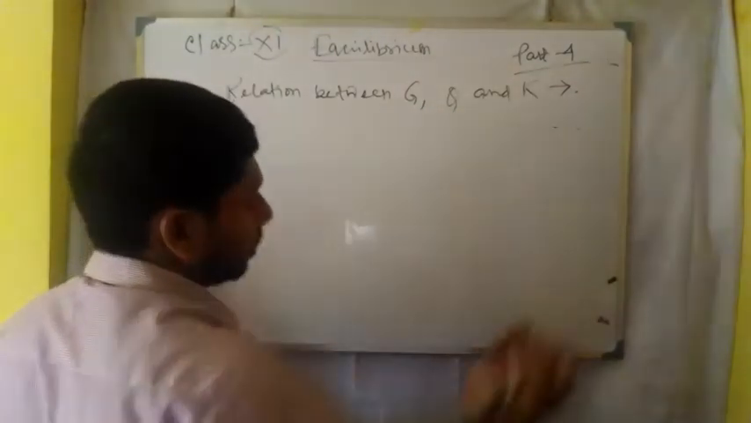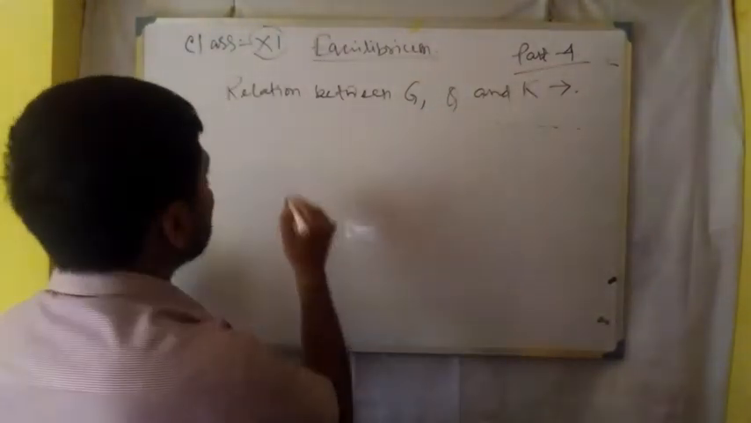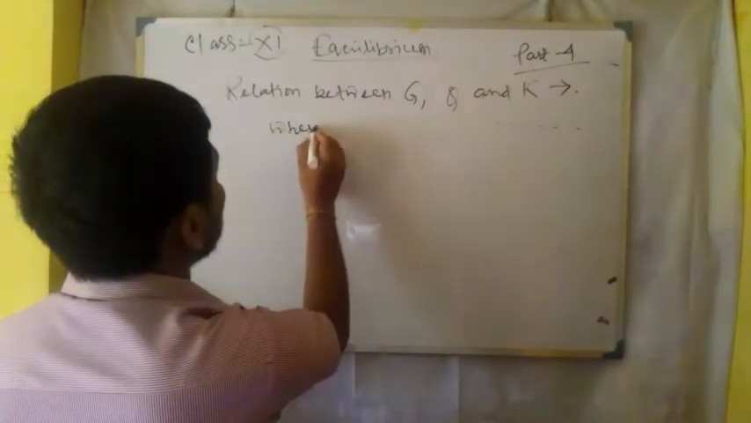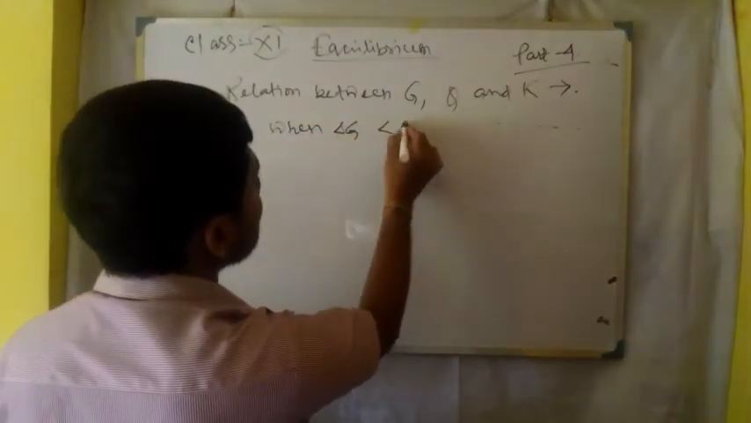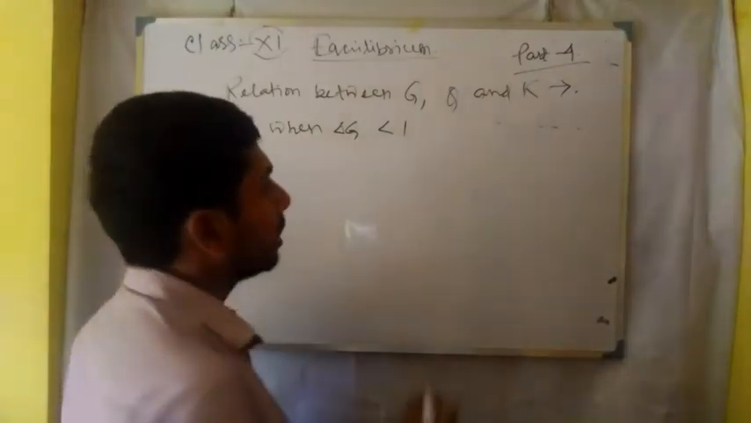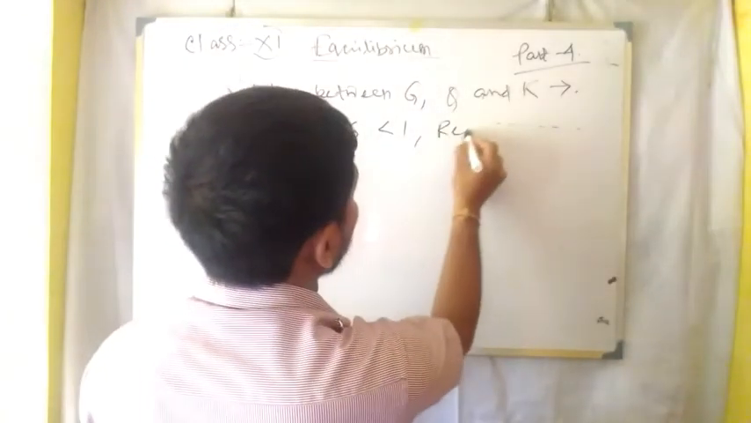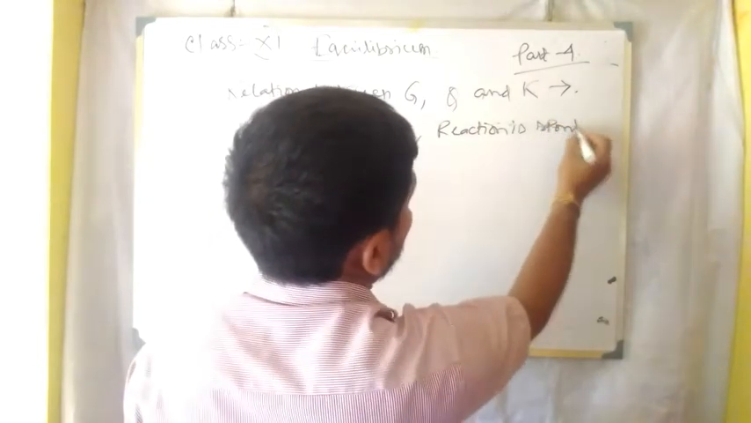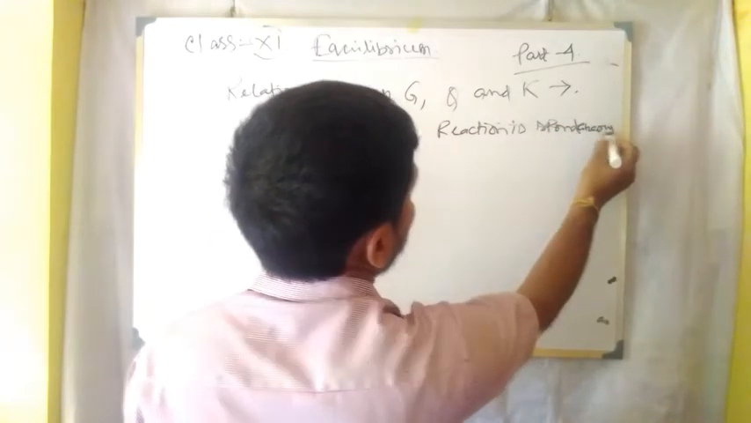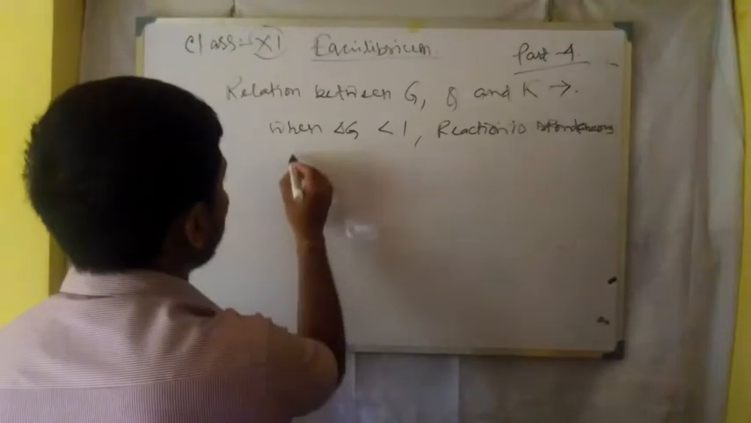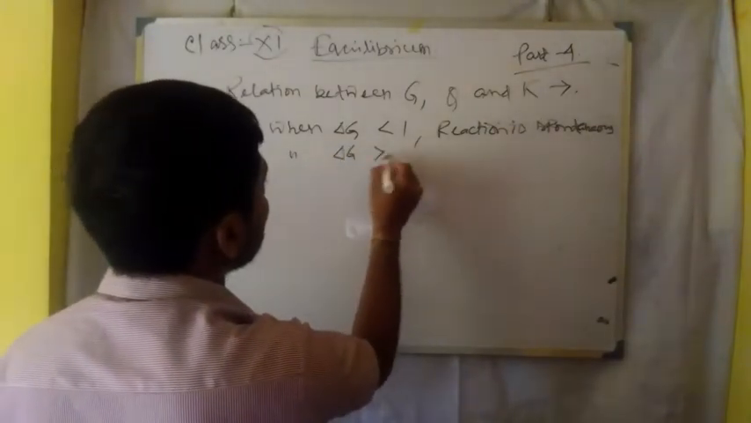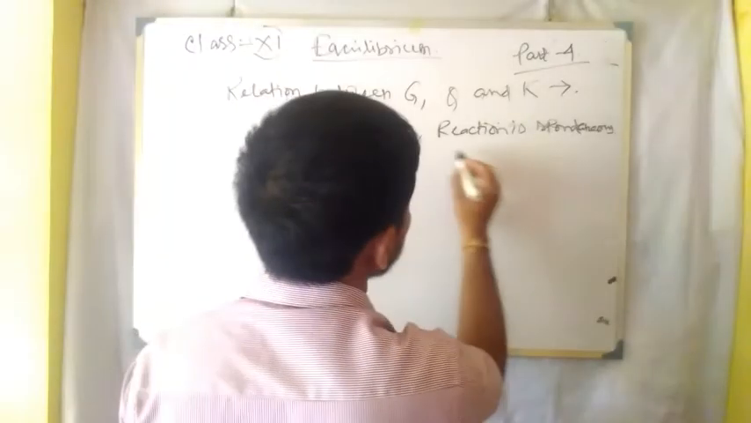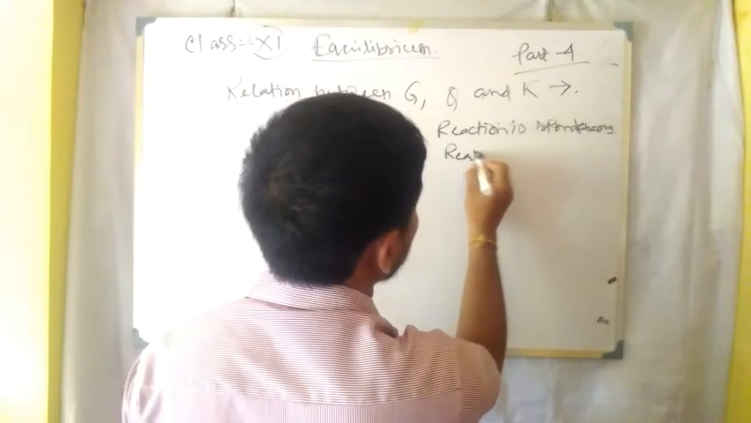Now there is also a further condition: when delta G is less than 1, the reaction is spontaneous. When delta G is greater than 1, the reaction is non-spontaneous.